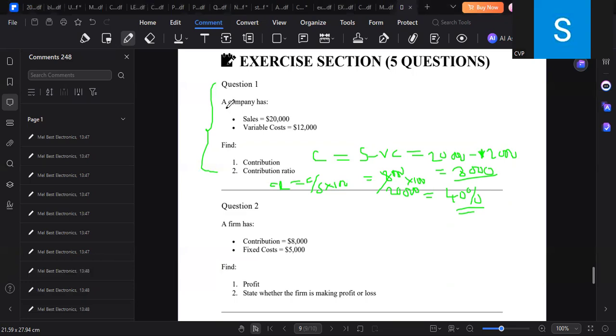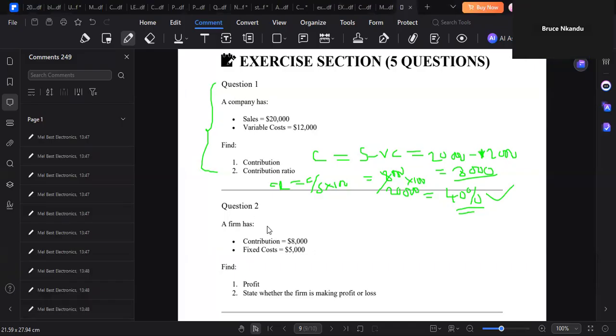Just for your sake, in the first question we're given sales of 20,000 and variable cost of 12,000. We are asked to get the contribution. To find the contribution is simply sales minus variable cost, so 20,000 minus 12,000 is 8,000. The contribution ratio is the contribution over the sales. The 8,000 over the 20,000 times 100 is 40%. Are we together? So let's go to question number two.